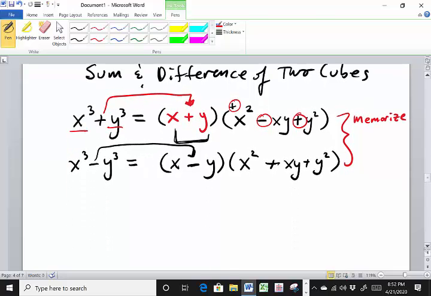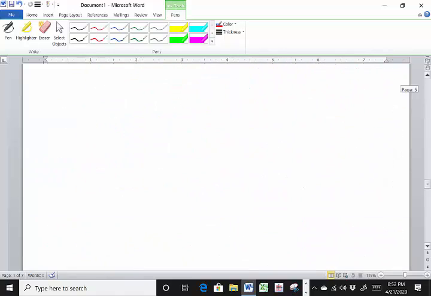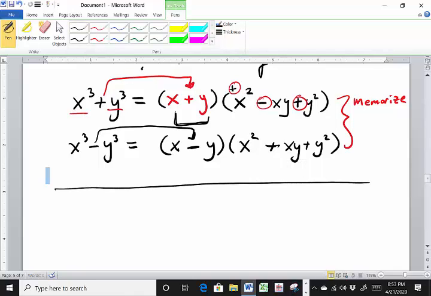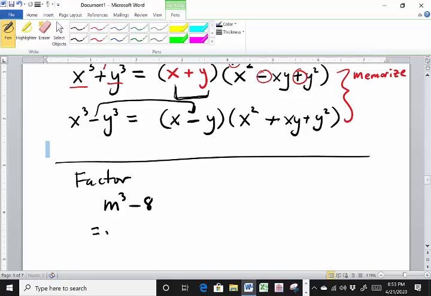Alright? So let's practice this. So let's go ahead and factor, let's say m cubed subtract 8. You might look at it and you go, is 8 a perfect cube? Yeah, because you can write 8 as m cubed, and then 8 is going to be 2 cubed. Okay, because 2 times 2 is 4, 4 times 2 is 8. And here we have the difference of 2 cubes.